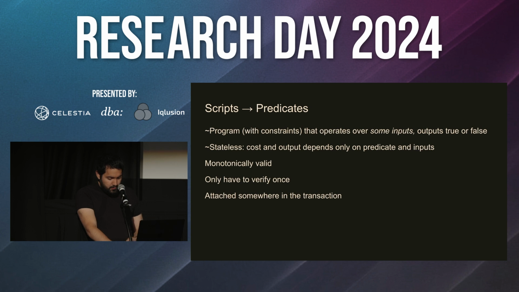And then as an implementation detail, the predicates can be attached somewhere in a transaction. For Bitcoin, they're attached to inputs. You could design a scheme where they're attached in other places too, but regardless.